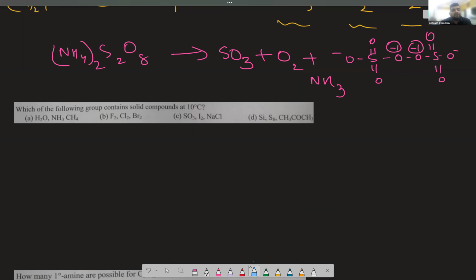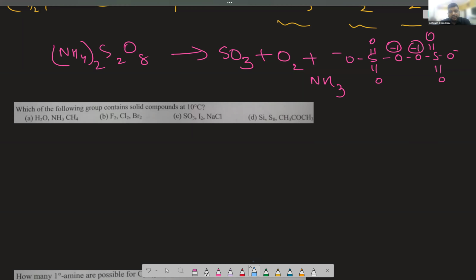B option, you have fluorine and chlorine, which are gases. Bromine is a liquid, right? So B option also goes out the window. There is no solid at all in these two. In D and C is where probably our answer is going to be, right? So as far as D is concerned, silicon, of course, is solid under room conditions.